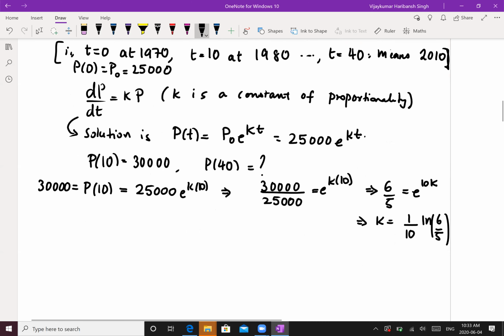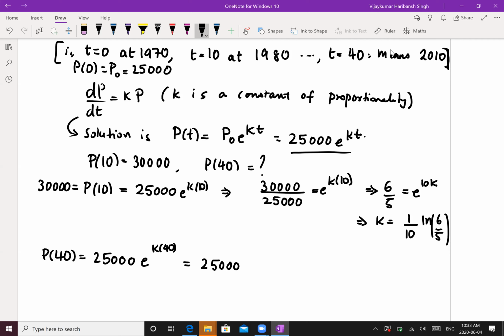So now you got to this as an answer. Now we need to find P of 40. If you put it in the formula, either I plug this k back into this formula, or notice the following. What is P of 40? P of 40 is e to the power k times 40, which can be written as e to the power 10k, the whole power 4, because the powers get multiplied.